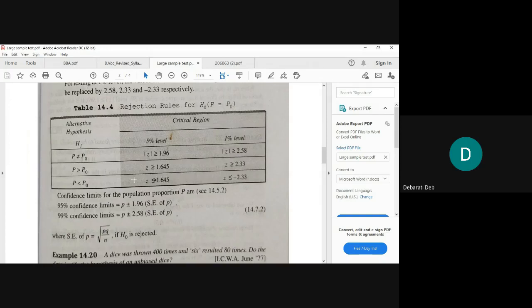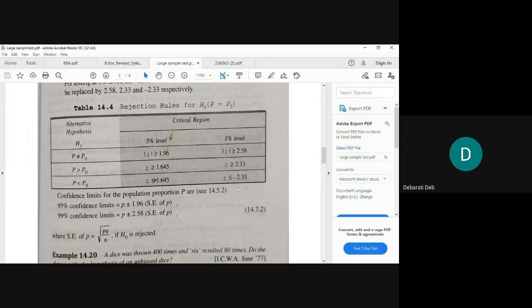If it is greater than, then it is a right tail test, also called a one tail test. And if it is less than, then it is called left tailed, also called a one tail test. You have to remember this, otherwise your answer will not be correct. So if z is less than minus 1.645, then we reject the null hypothesis at 5% level.